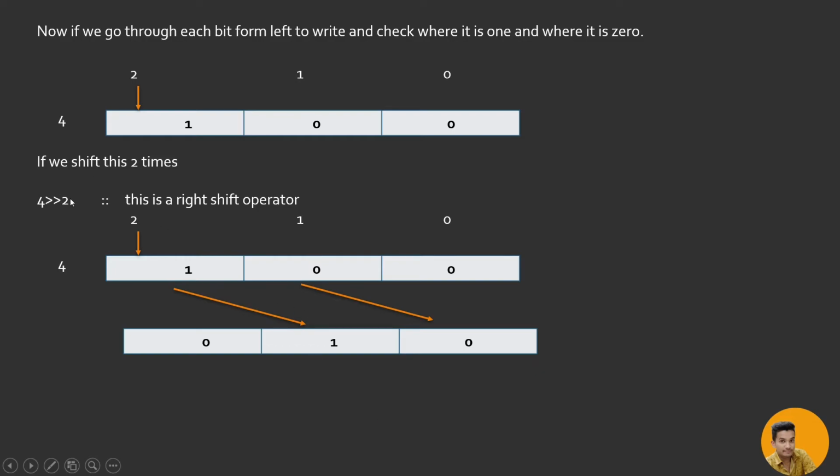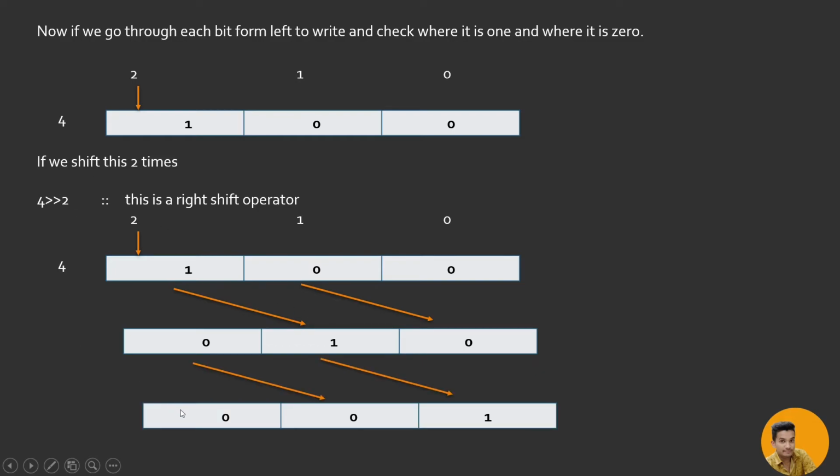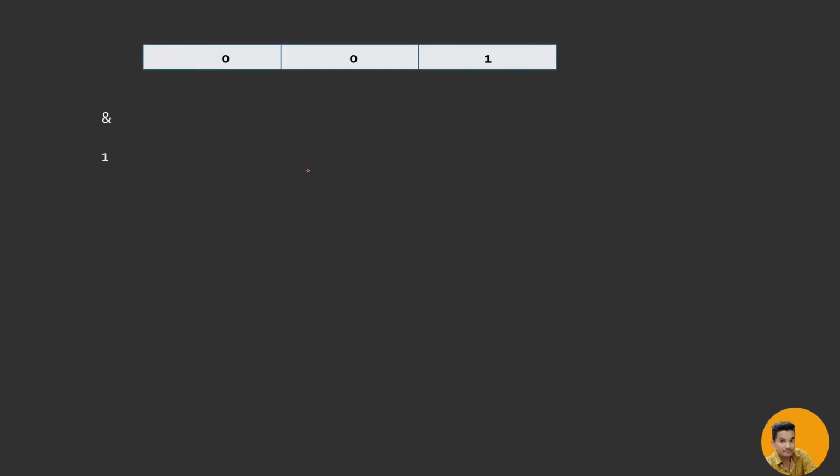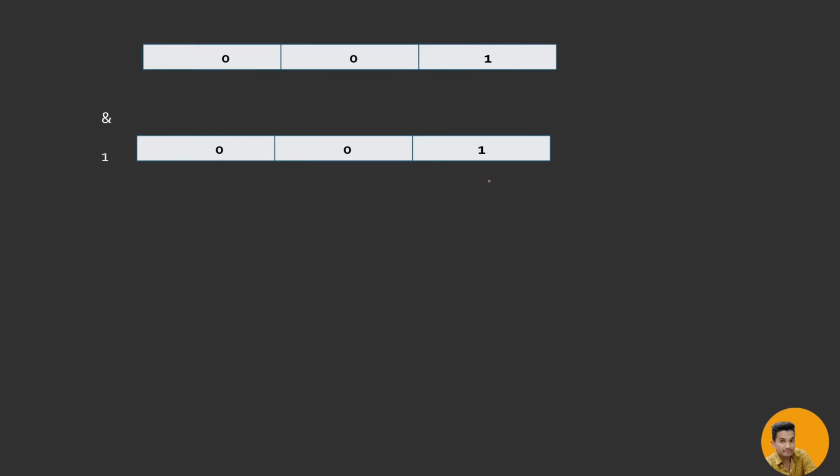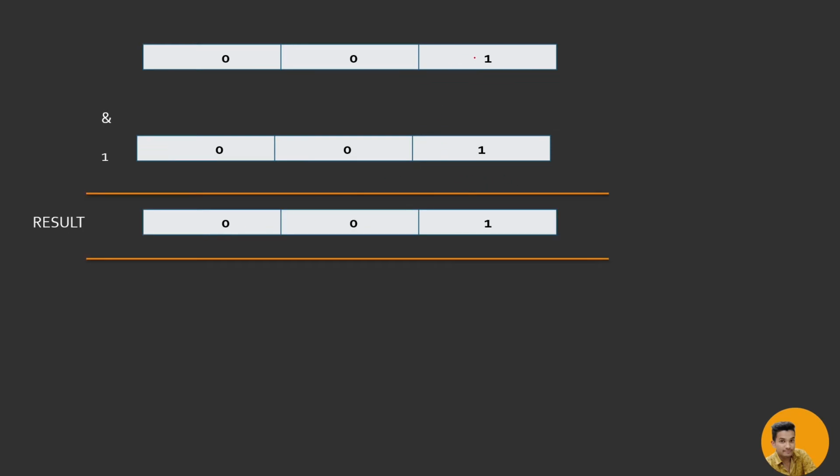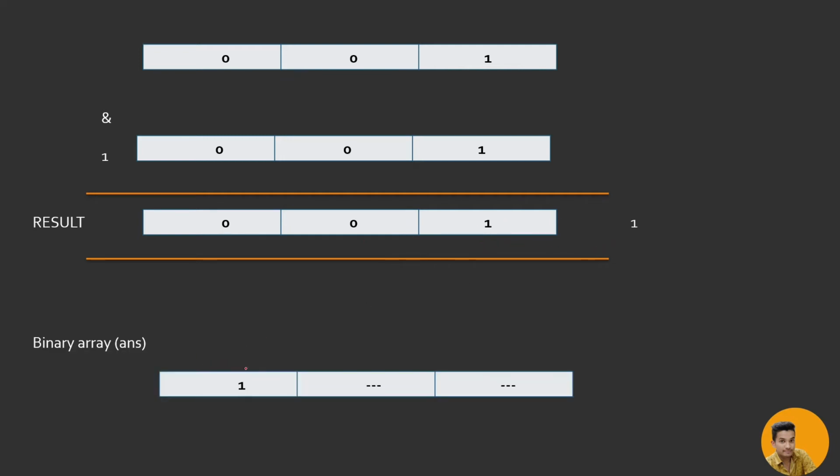We have to perform this twice. Again a shifting will be done, and this one will come here and 0 and 0. So now you see we successfully brought this one to the extreme right. Now what our procedure says, we will perform an AND operation with 1. Here is 1, and the result will be 1; 1 and 1 is 1, and 0 and 0 will be 0. So this we are going to fill in our binary array, which is our answer.